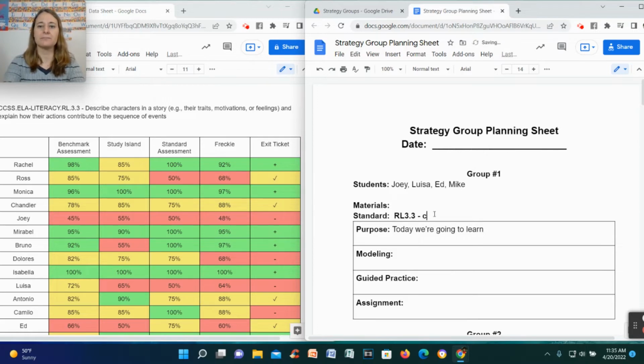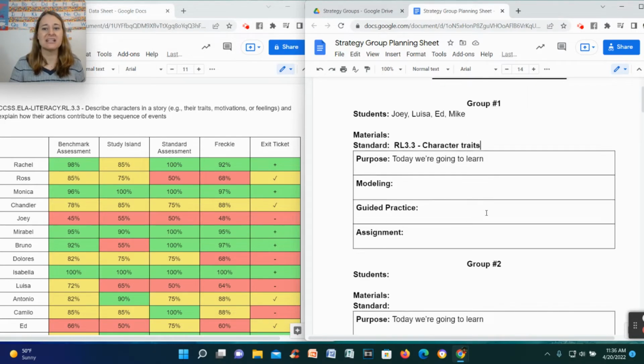Character traits are what we are going to be zooming in on, at least for this first day. And then if they show me that they've got that down, they really understand character traits, then maybe we'll be ready the next day to move on to motivations or feelings. But I'm going to really break this standard down for them so that I can make sure that they understand it. Then I'm going to look for my next group.